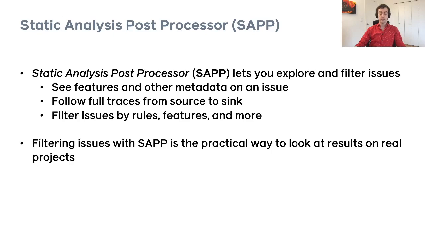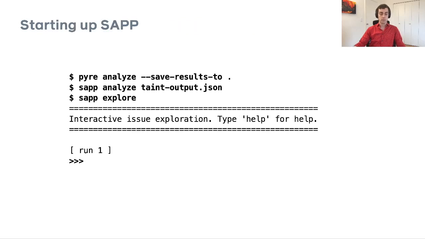And it lets you filter these down by common things you might care about, like filtering down to only look at issues for a certain rule, or only look at issues that have or do not have certain features, and many other options. Filtering with SAP is really the practical way to use Pysa. So we've been able to use Pysa and just look at the raw output for some of these toy examples, but when running Pysa on large projects, filtering with SAP is the way that you're going to want to browse your results.